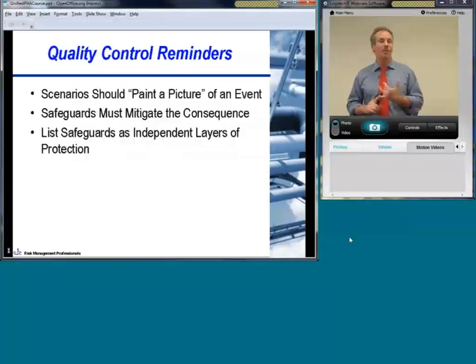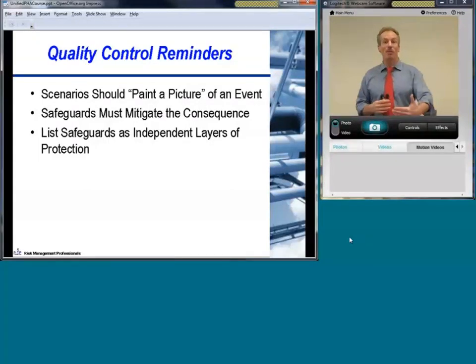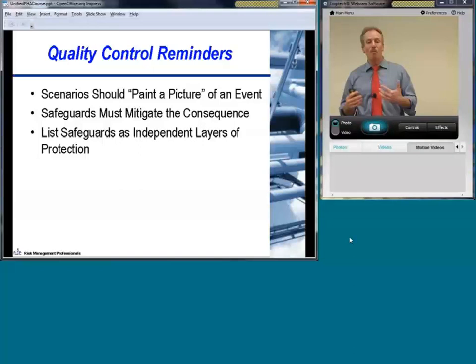I mentioned I was going to remind you about a couple of quality issues. Scenarios really should paint a picture of the event. When you document, when you talk to the team, when you lay it out for the team, you need to make sure that people can read that later and understand what's happening. They should have a mental picture of the accident that's occurring. Safeguards have to mitigate the consequence. I've seen HAZOP studies that people have thrown at me that were done by other individuals where the safeguards had nothing to do with the consequences.